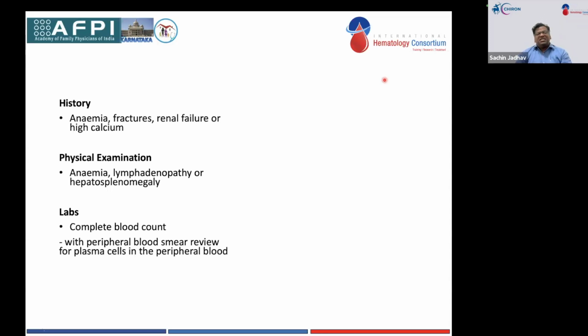And plasma cell leukemia is an aggressive type of myeloma. And, of course, with modern treatment, we are able to control the disease, but cure is very rare. So it's very important to look for plasma cells in the blood. They should not be there. If they are there, this is plasma cell leukemia, which is very aggressive myeloma.